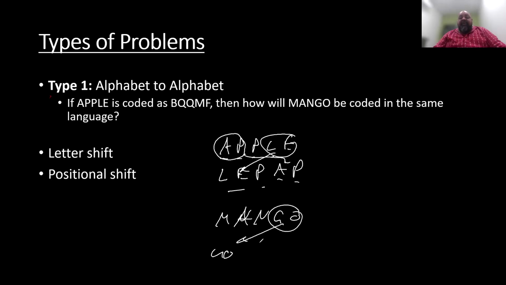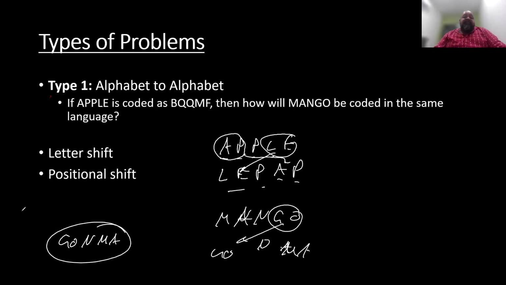Here GO will go in the end. N comes as it is, MA will come in the front. MA will come in the end, GO will go in the front. And therefore the code will become GON MA. Positional shift. There could also be a mix of both.